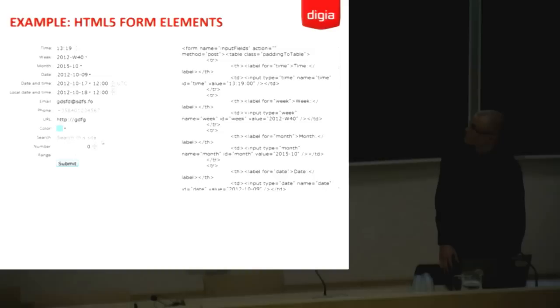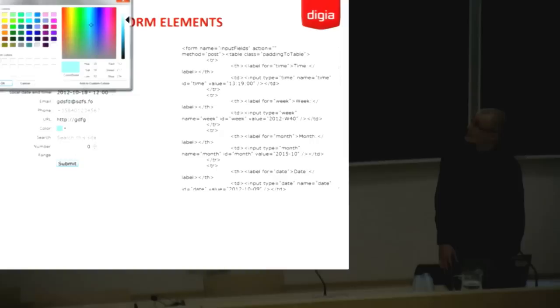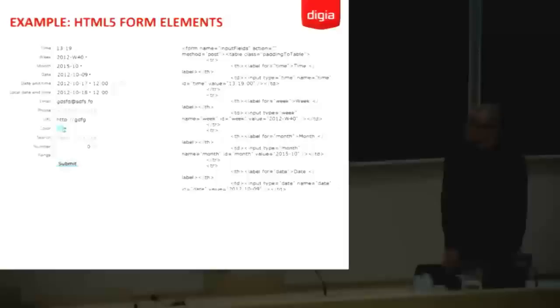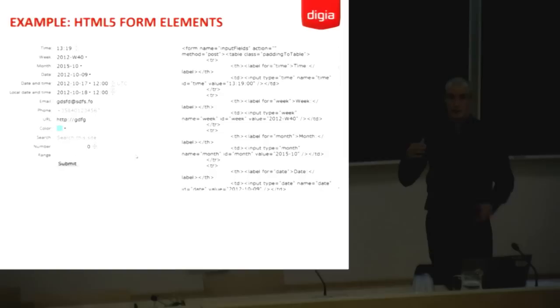Okay, color picker. You can also use custom or something like this. This is just one input field. Search, this is meant for a search box. It has no validation, but it tells search engines and other applications that crawl your website that this is a search box and it's easily selectable.